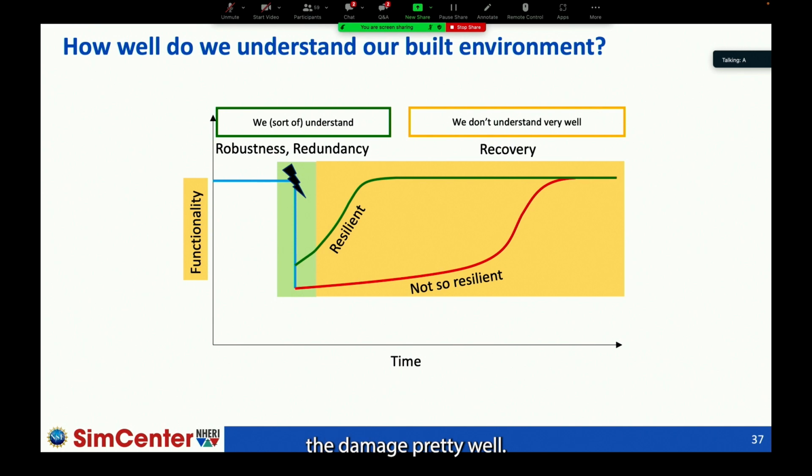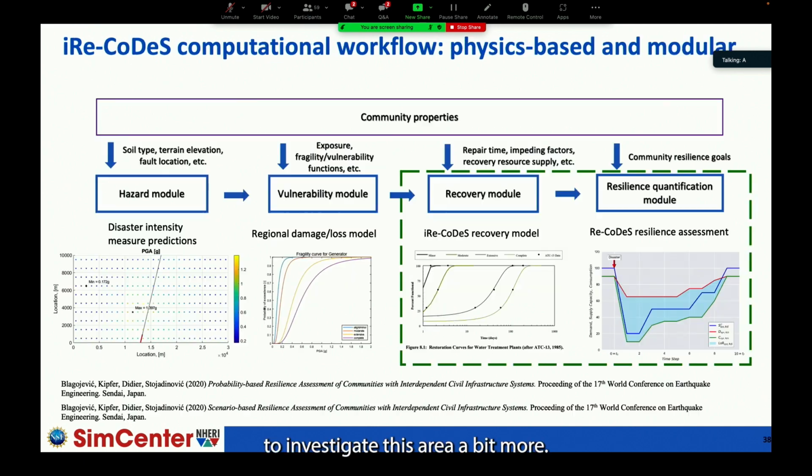We kind of understand the damage pretty well. I don't think we understand at all this recovery very well. So we're trying to provide tools again for other people to investigate this area a bit more. And what we've decided now to do is to integrate something called PEOPLES codes. It was developed by these two citations down here, and this slide was provided by Nikola Blagojevic at ETH Zurich and Bozidar Stojadinovic, who was a former professor here. They developed this recovery module.